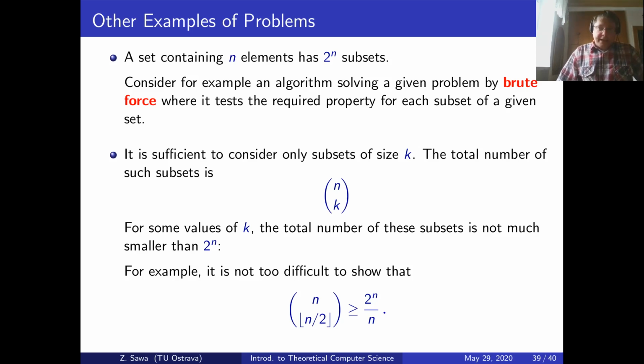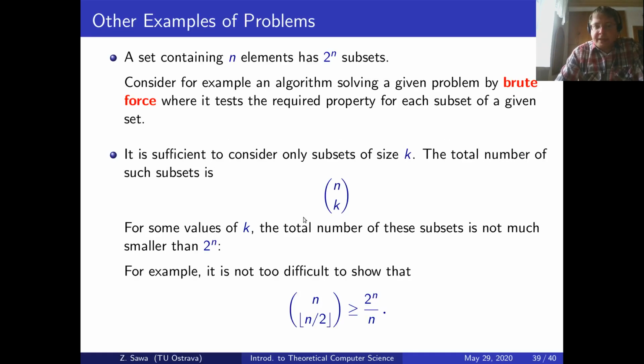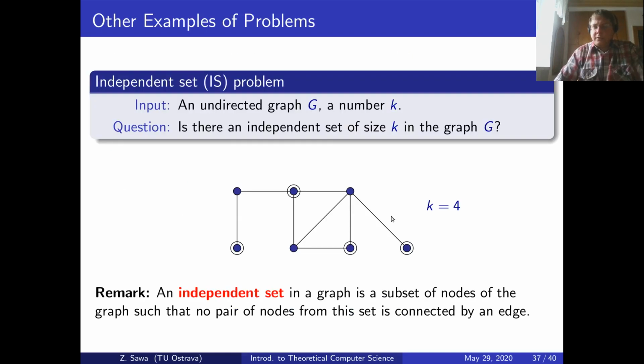Of course we can think about some improvements to this brute force algorithm. It's not necessary to try all these possibilities. We can have some more clever way, but still there is no known efficient algorithm. As I have said, we would use this brute force algorithm. It will have this time complexity theta of 2 to n, so exponential time complexity. But what is interesting here is that there is no known efficient polynomial time algorithm for this problem.